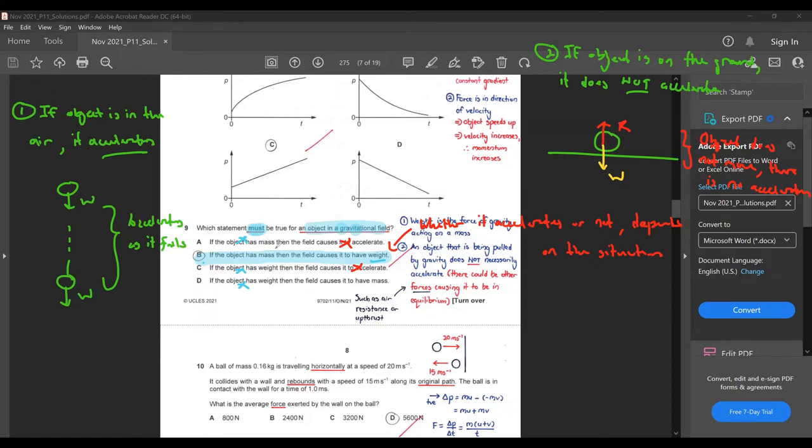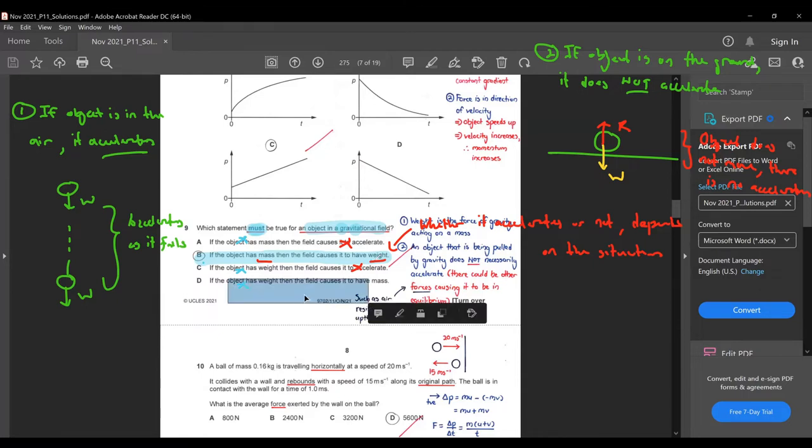Okay. But what is always true is that if you have mass and you are inside a gravitational field, you definitely will always have weight. Okay. D is actually saying the other way around. You have mass, then you have weight. Not you have weight, then you have mass. Okay. So D is out.